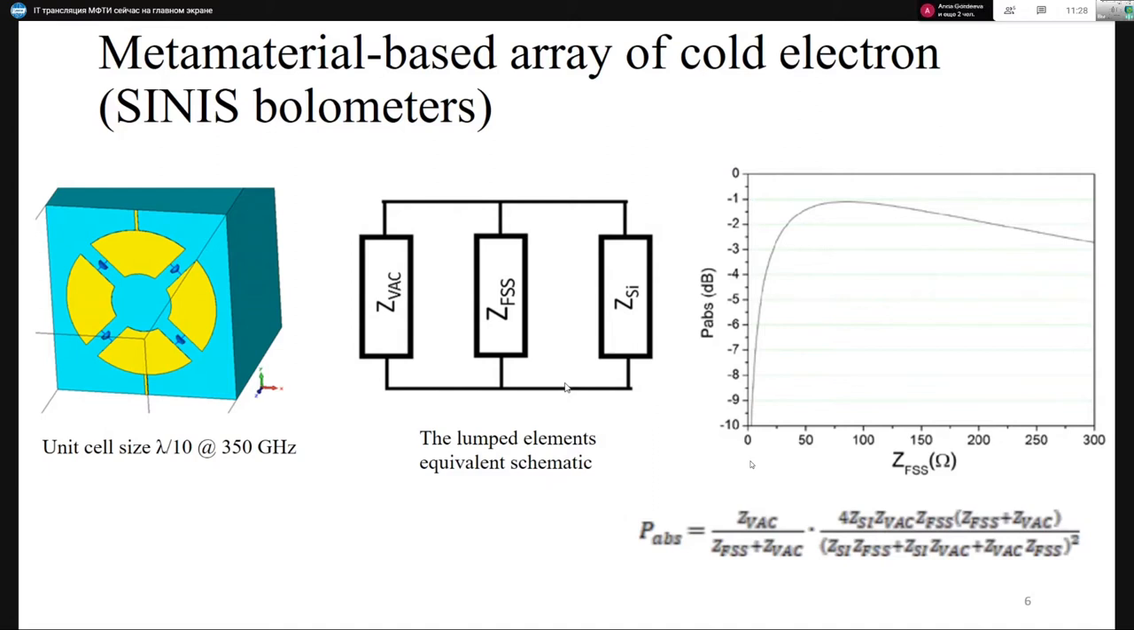Well, and the next question is that you said that the bandwidth was increased, as I understand, in this metamaterial-based cold electron bolometers. And I guess that you tried to fit the requirements of some practical device. So can I ask what this device was, and is this bandwidth enough and suitable for operation of this device?